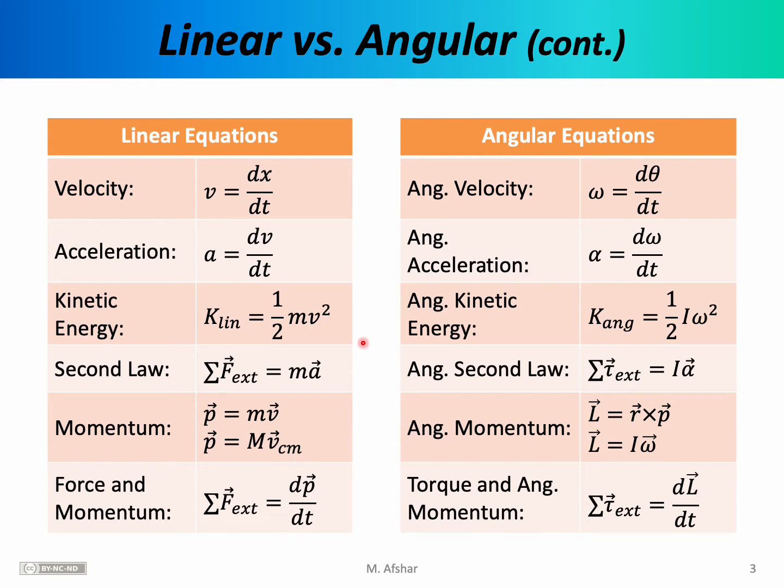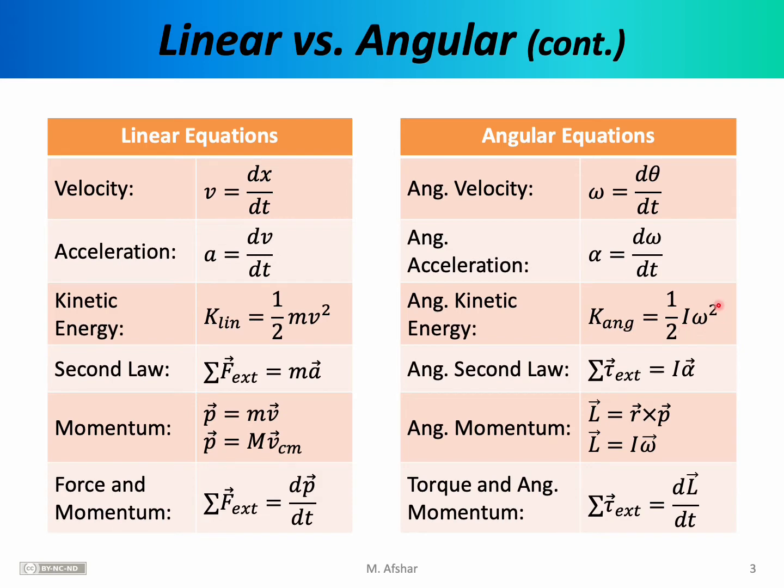If the object is executing linear motion, then the kinetic energy is 1/2 times a measure of the resistance to linear acceleration times the square of speed. For angular kinetic energy, we have similarly 1/2 times a measure of the resistance to angular acceleration times the square of the angular speed.